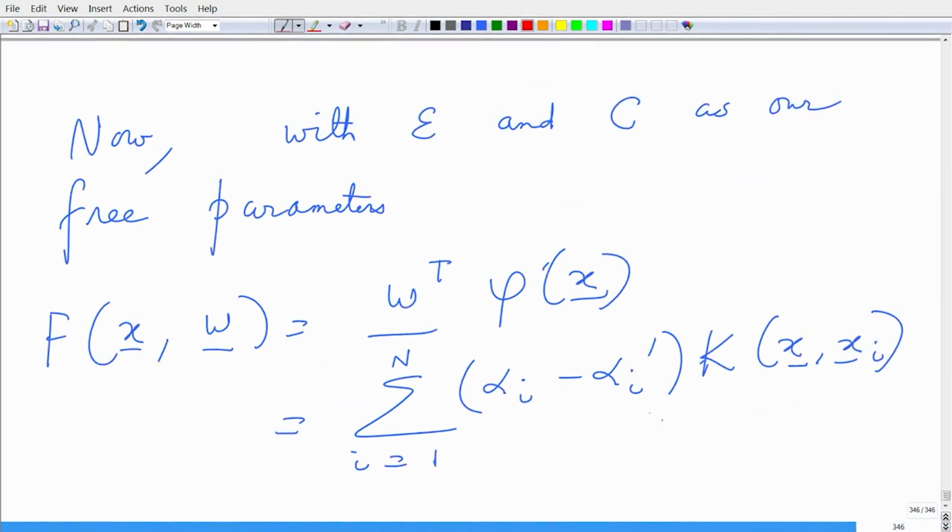Now, once I compute the optimum weight vector W, then I can arrive at the regression function f given by W transpose phi of x, and this takes this compact form: summation i equals 1 to n (alpha i minus alpha i prime), the difference of the Lagrange multipliers over the constraints on the epsilon insensitive loss function, times the kernel K of x comma xi.